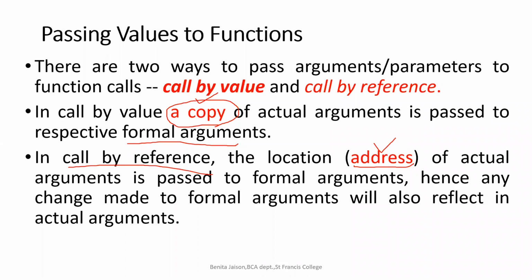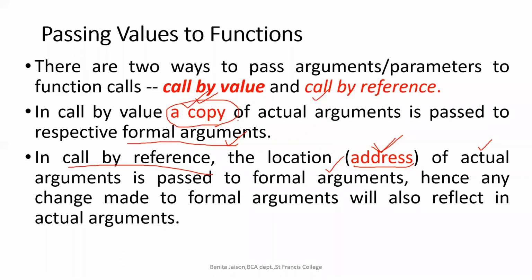Is it clear? I will explain with an example, but for the definition, you have to understand that in call by value, a copy of the actual argument is passed, and in call by reference, the location or address of the actual argument is passed. In both we are passing actual arguments to the formal arguments. But here a duplicate copy of the actual argument is passed, while here an address of the actual argument is passed. So what happened now?